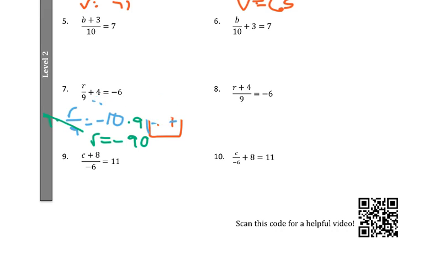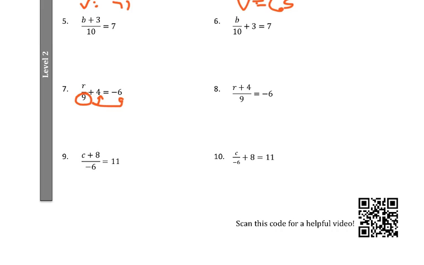We could have done that getting rid of the fraction, so let's try that just to help people out that like that method more. We have our 9. I'm going to distribute that 9 to these things over here. And we would get r plus 36 equals negative 54. And then we're going to subtract 36 from both sides. And once again, we would get r equals negative 90.